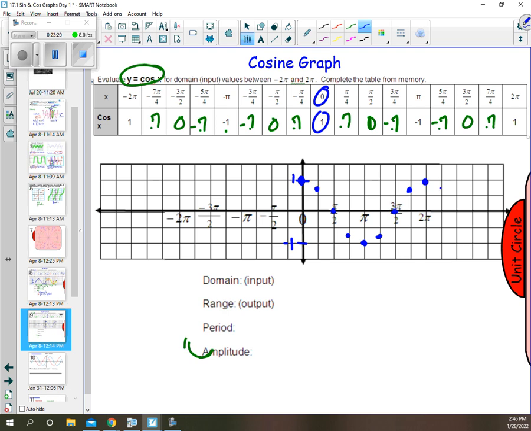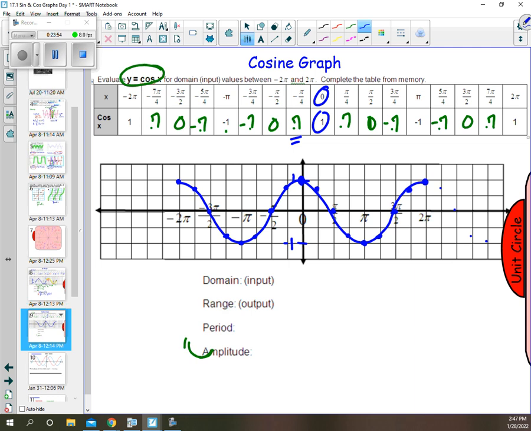And again, this pattern would continue infinitely in both directions. We can continue that on. My table stopped at 2 pi, but the graph doesn't. It definitely keeps going. In the negative direction, we got our 0.7, our 0, negative 0.7, -1, negative 0.7, 0, 0.7, and then a 1. And again, connect that with a nice, smooth, continuous curve, because we could have picked any other angles that we wanted. We could have done the other ones on the unit circle. We could have used our calculator.